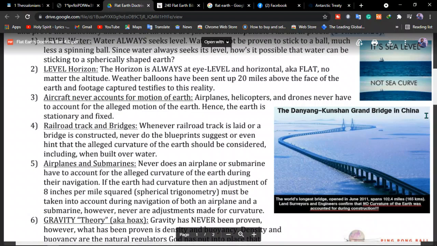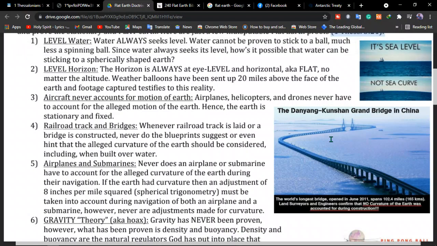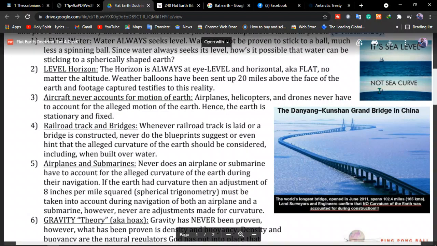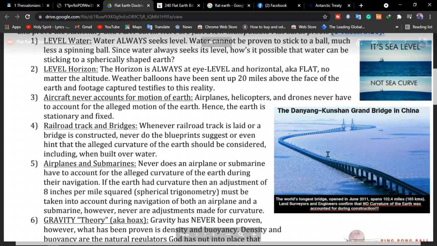Very long. Now, did they calculate the curvature? You know, the bending, what they try to say, this bending? Did they calculate it when they were making this? Are you seeing the point here?